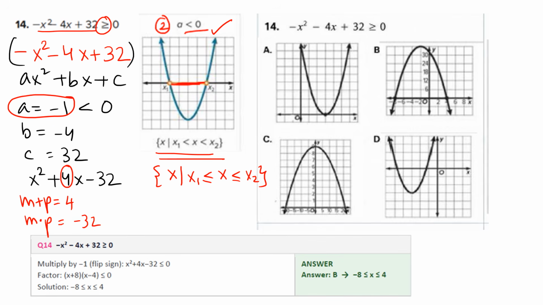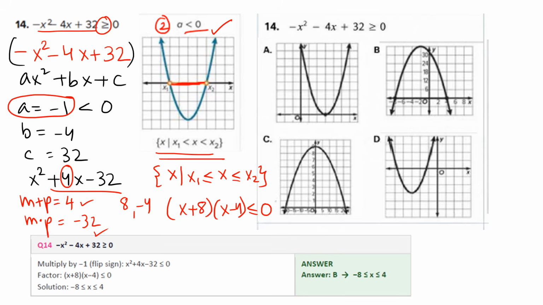Let's see if 8 and minus 4 work. Add them. Are you getting 4? Yes. Multiply them. Are you getting minus 32? Right. So therefore the two factors of this equation become (x plus 8)(x minus 4) less than or equal to 0. I put less than or equal to 0 in the inequality because I multiplied the whole thing by a negative sign. So therefore greater than or equal to 0 changes to less than or equal to 0.